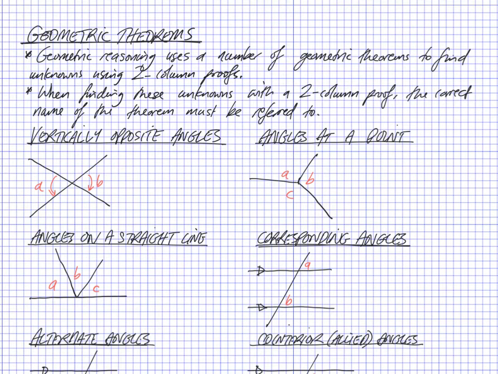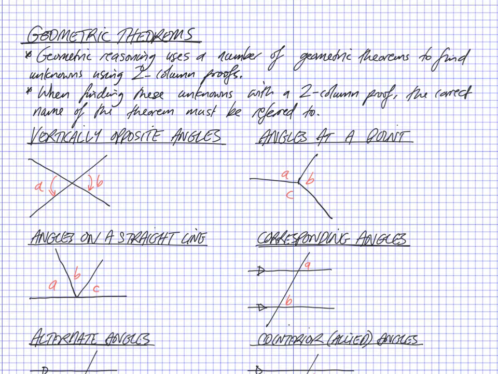This one is on geometric theorems. So other than line and angle properties, geometric reasoning uses a number of geometric theorems to find unknowns using two-column proofs as well. When you're finding these unknowns with a two-column proof, you need to use the correct name of the theorem and refer to it properly. Otherwise, your proof is meaningless.